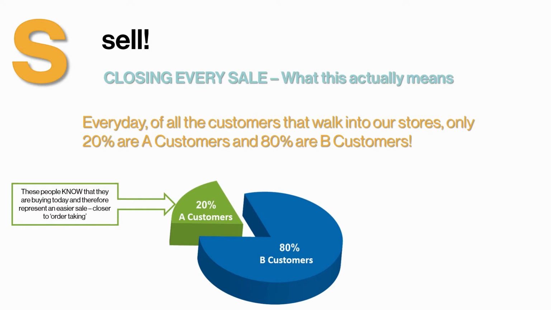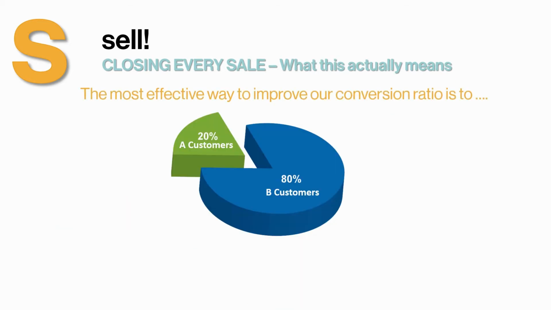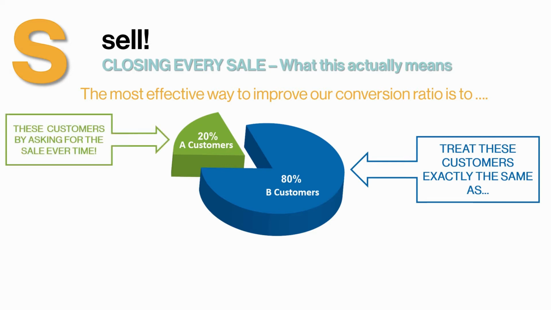So these people, the A customers, know that they are buying today and therefore represent an easier sale to you. This is closer to order taking. B customers, these people don't believe they are buying anytime soon and therefore represent our biggest conversion opportunity. Our research shows that up to 50% of these customers could actually be converted on the day. So the most effective way to improve our conversion ratio is to treat these customers exactly the same as these customers by asking for the sale every time.